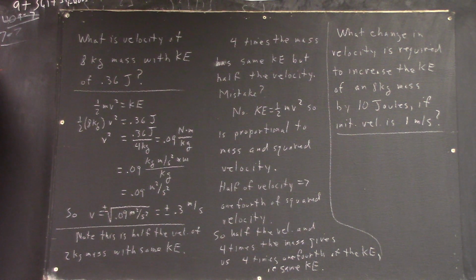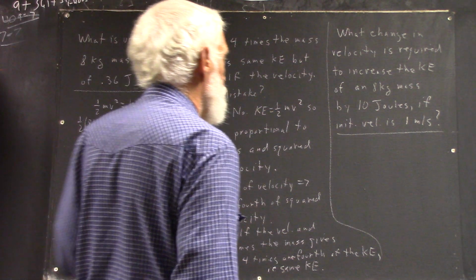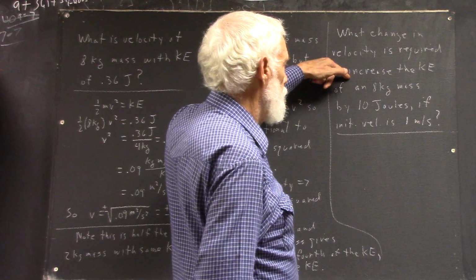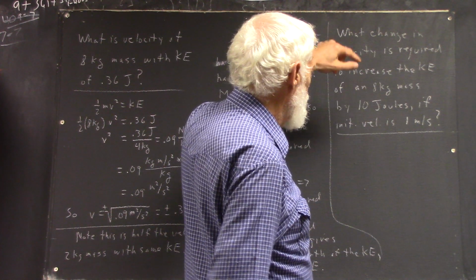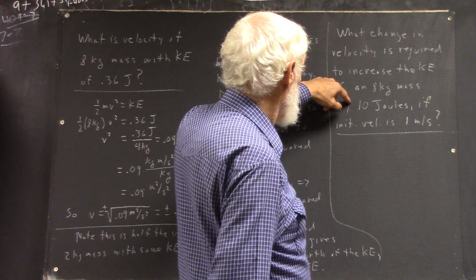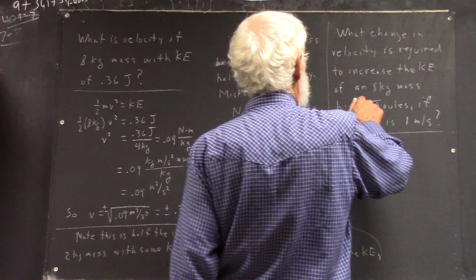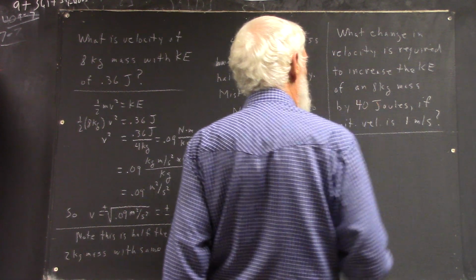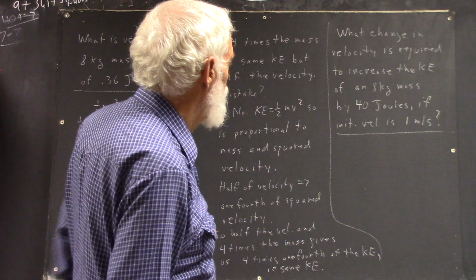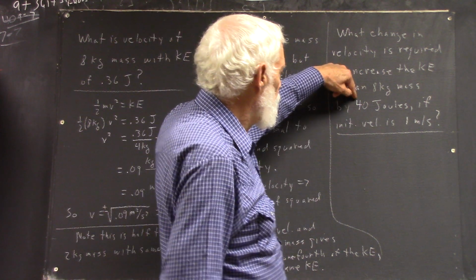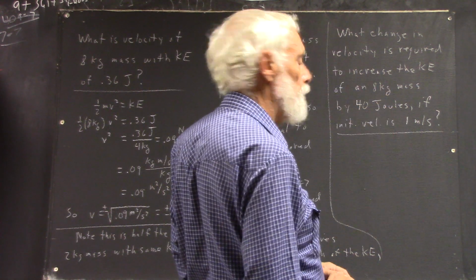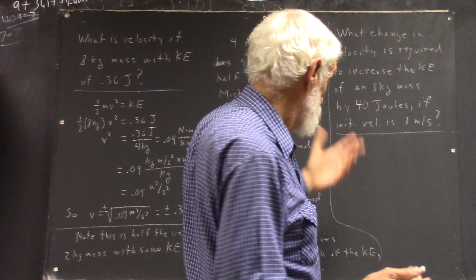Okay, now let's consider this. What change in velocity is required to increase the kinetic energy of an 8 kilogram mass by 10 joules? And actually, I'm going to give this 40 joules, okay? So when it increases by 40 joules, if the initial velocity is 1 meter per second, okay?